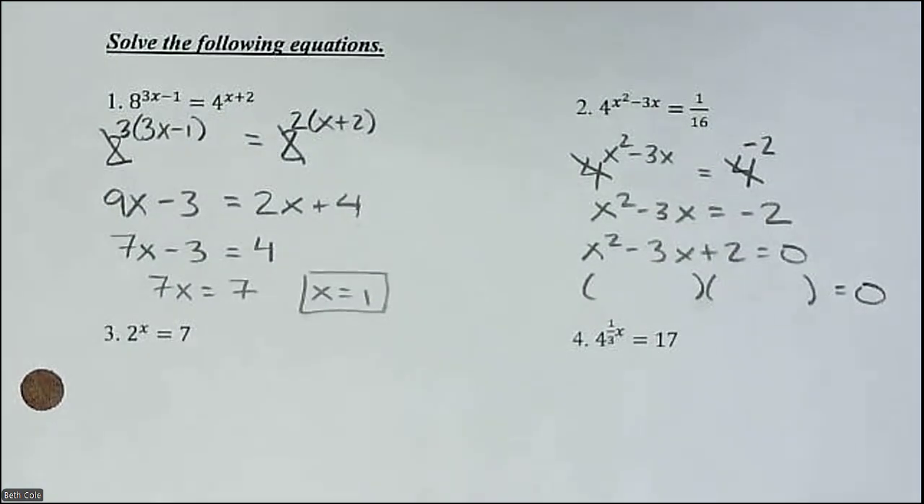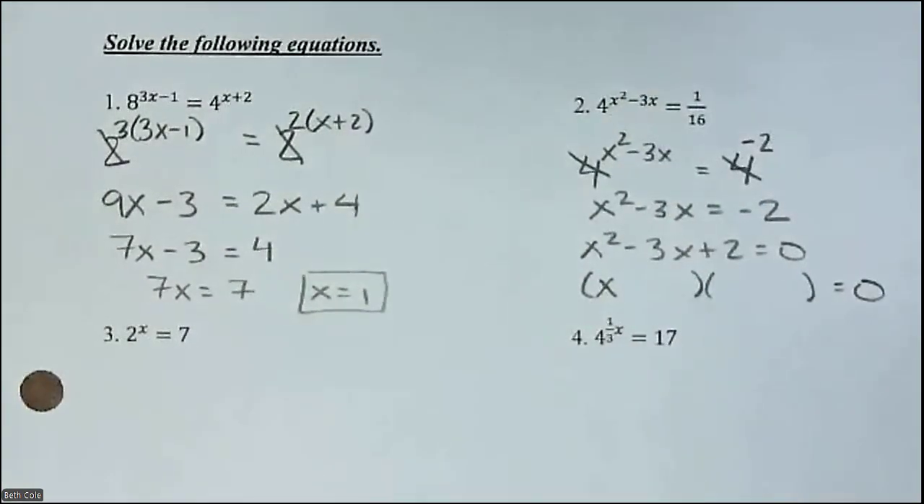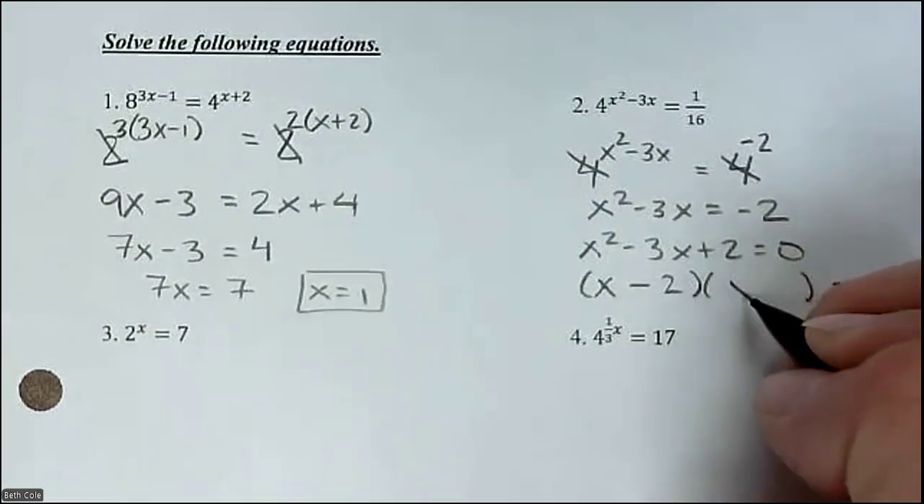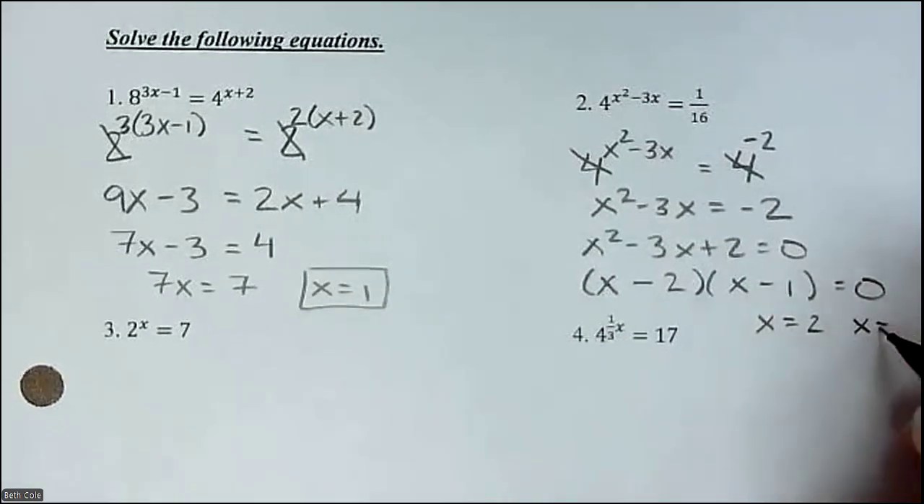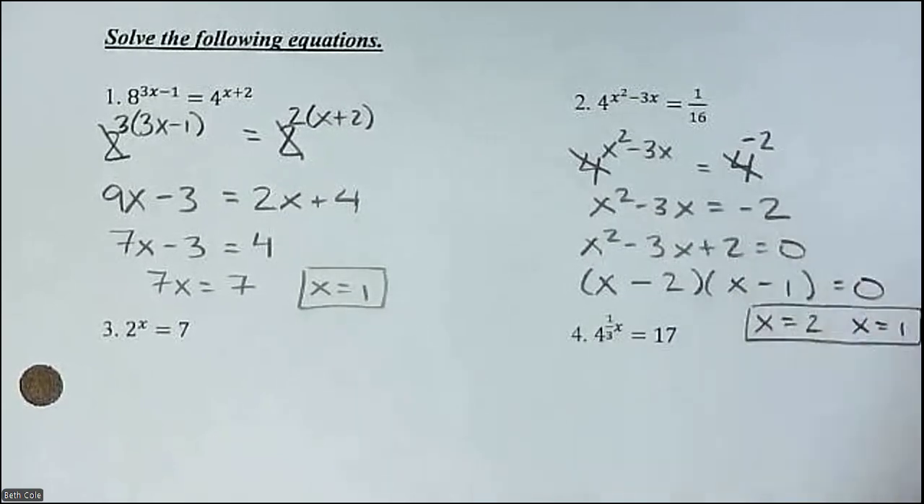All right, I'm so cold. Oh, no, wait. It won't be 3 and 1. It'll be 2 and 1. There we go. And so you get x equals 2 and x equals 1. And that's fine. You're allowed to have 2 answers.